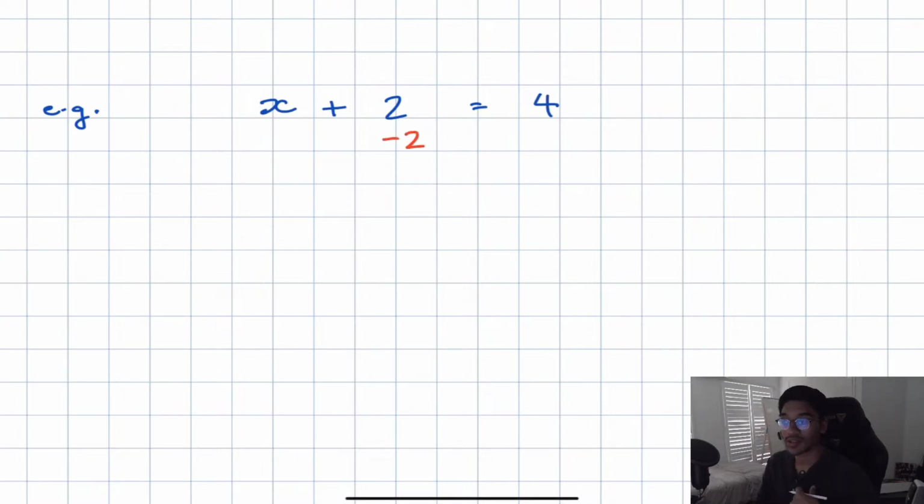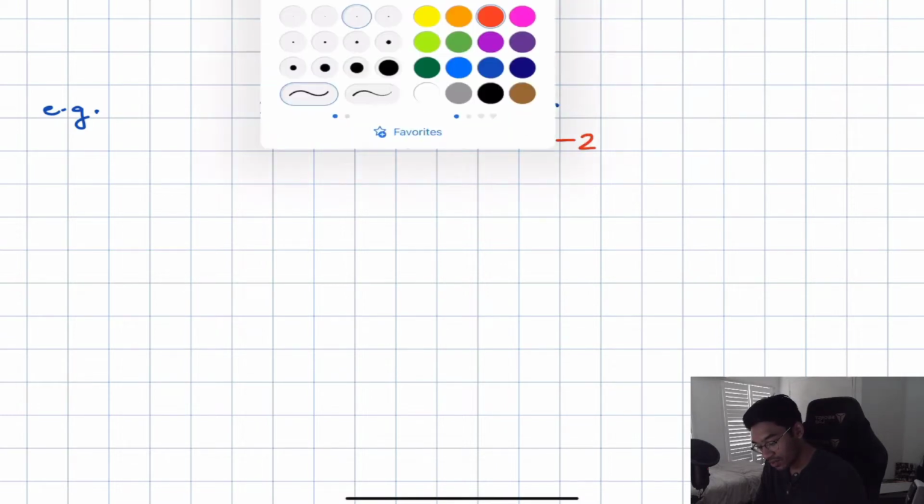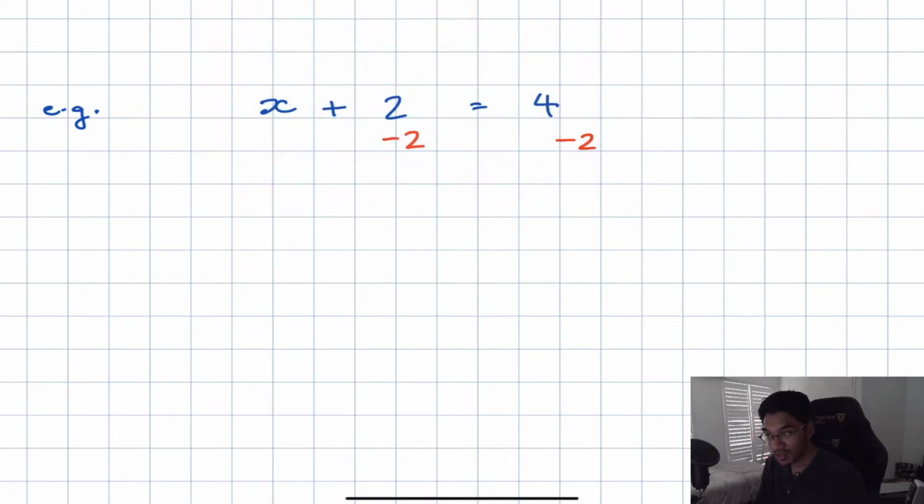Now what I do to one side, I've always got to do to the other. So I'm going to do minus 2 on this side as well. Now 2 minus 2 is 0, so this basically cancels out. So I'm left with x on this side and then 4 minus 2 on the right hand side, which is 2. So that's how I solve my linear equation.